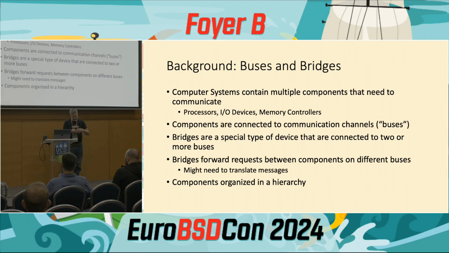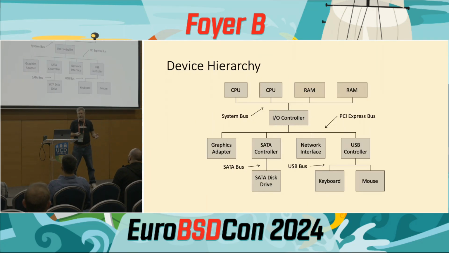Traditionally in a computer system, these components are organized in some kind of hierarchy, some kind of tree-like structure. So here's a somewhat abstract picture of what a device hierarchy might look like in a computer system. I know in some cases on modern CPUs, a lot of these things get shoved into the package, so it's not quite as cleanly broken out as this abstraction. But at the top, we have a couple of processors. We have some memory that they're connected to over some kind of system bus that connects CPUs directly to RAM.